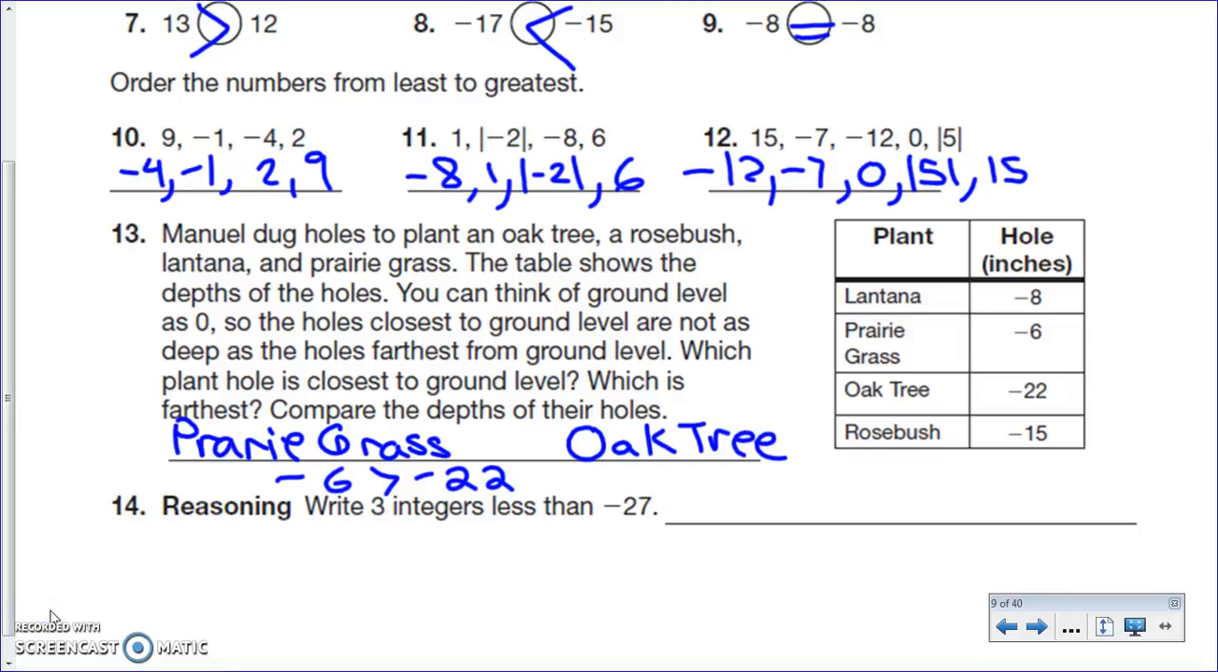Reasoning. Write 3 integers less than -27. So that's going to be any numbers further to the left. So you can write any 3 numbers you want. We're going to write -28, -29, and -30. So as long as there are numbers going further to the left on the number line than -27, you can write those numbers down.